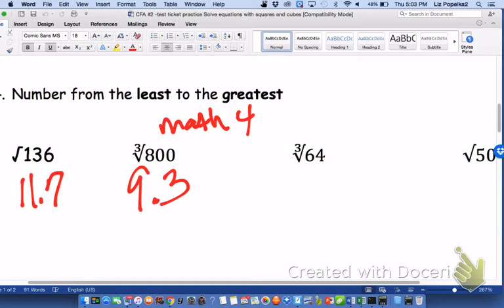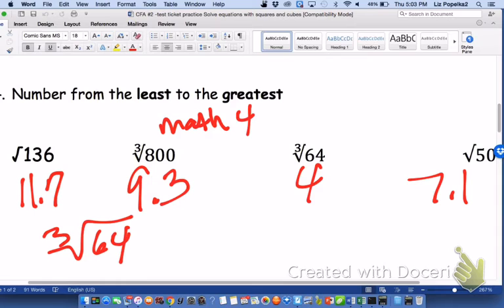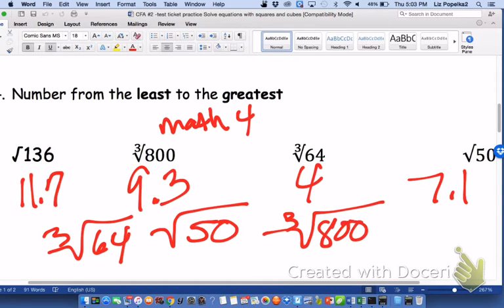I happen to just know the cube root of 64 is 4, because I know that 4 times 4 times 4 is 64. And then finally, I'm going to do the square root of 50 with my calculator and get 7.1. So if I'm putting these in order from least to greatest, it's the cube root of 64, the square root of 50, the cube root of 800, and then finally the biggest one is the square root of 136.